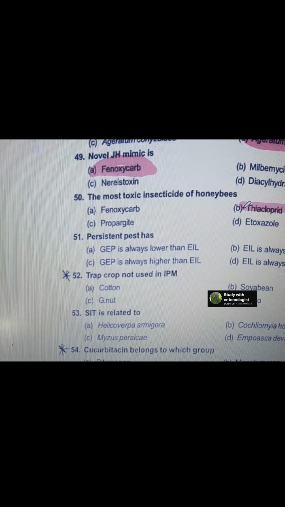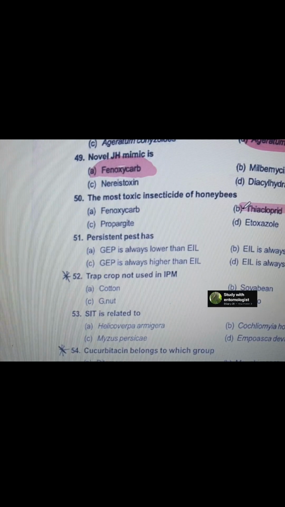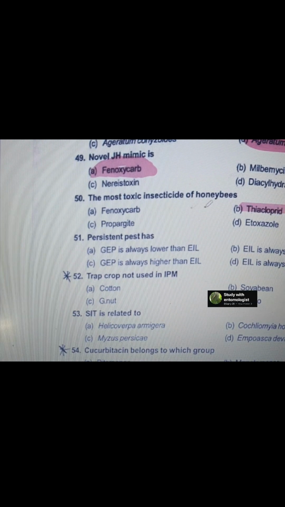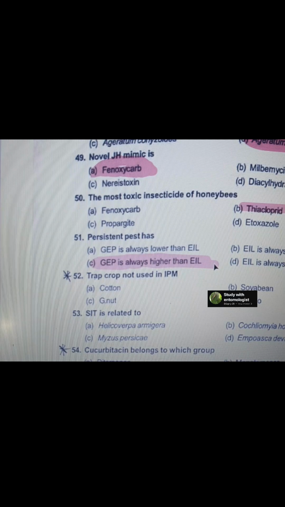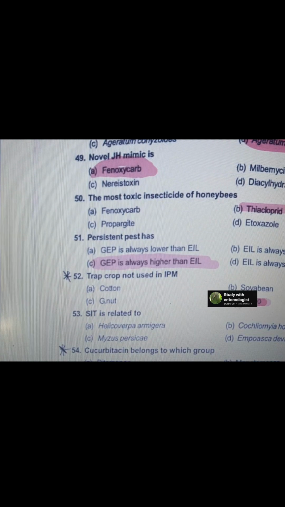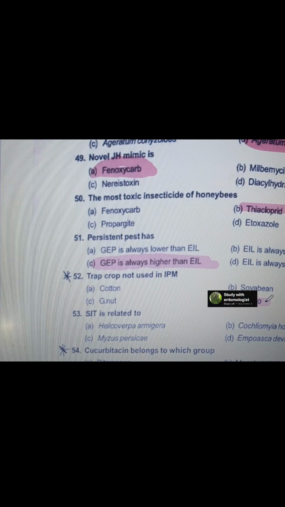Next question is persistent pest as. Persistent pest means that pest is always associated with the crop. So its GEP is always higher than EIL. Those kinds of pests come under persistent pest. Next question is the crop not used in IPM. In IPM, potato is not considered as a major crop. Otherwise, cotton, soybean and groundnut, in the first phase, they consider these all under the IPM.